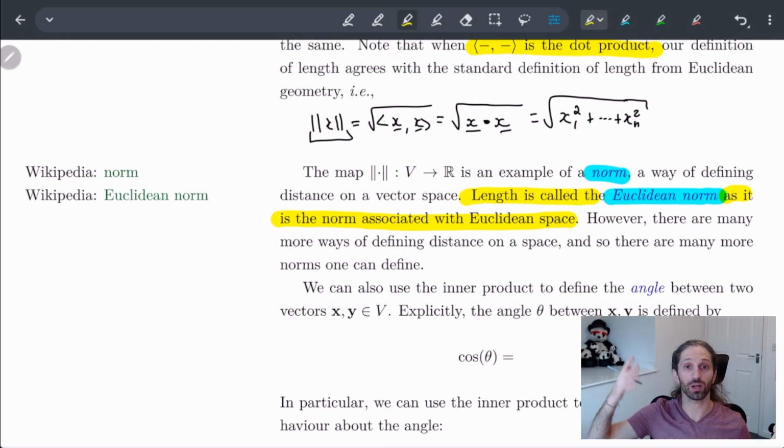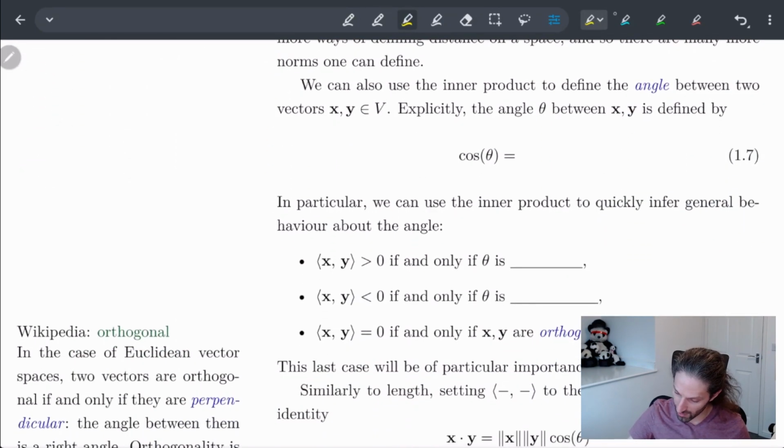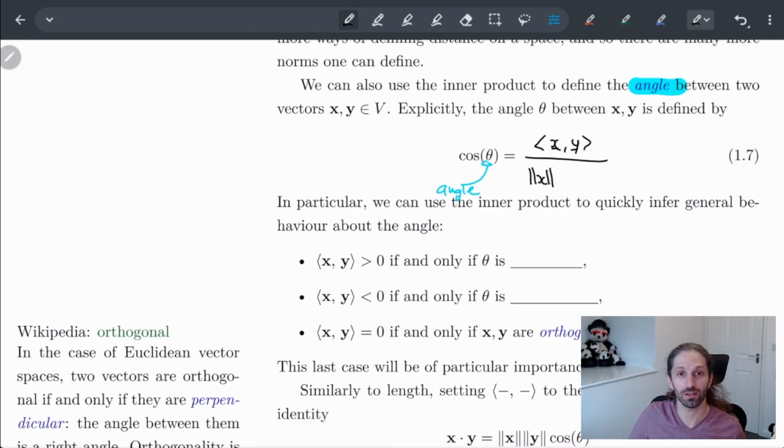Next up, we said we're going to talk about angles. So what's an angle in this space? Again, we're going to use the inner product. Here we're going to explicitly define the angle between two vectors x and y through the cosine of theta, where theta is the angle. This is equal to the inner product of x and y, but we're going to normalize them, so we divide by the norm of x and by the norm of y.